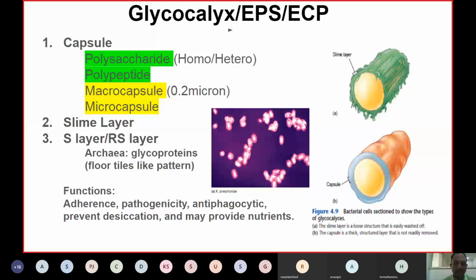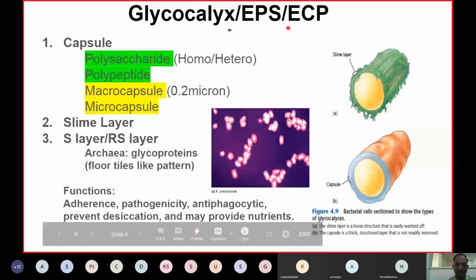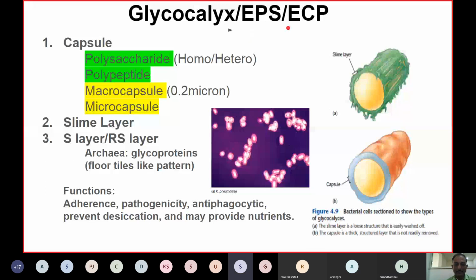Again, I am requesting you to confirm whether you can see this slide. Glycocalyx, EPS, ECP. Can you see this? Yes, sir. Am I audible? Yes, sir.